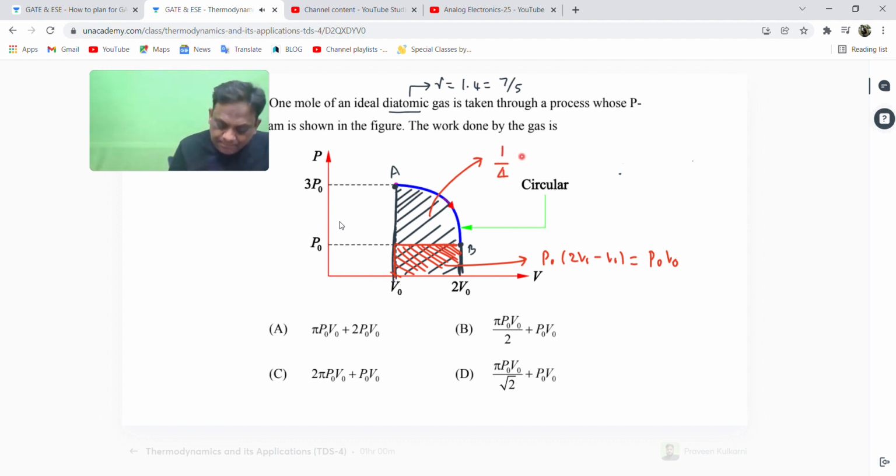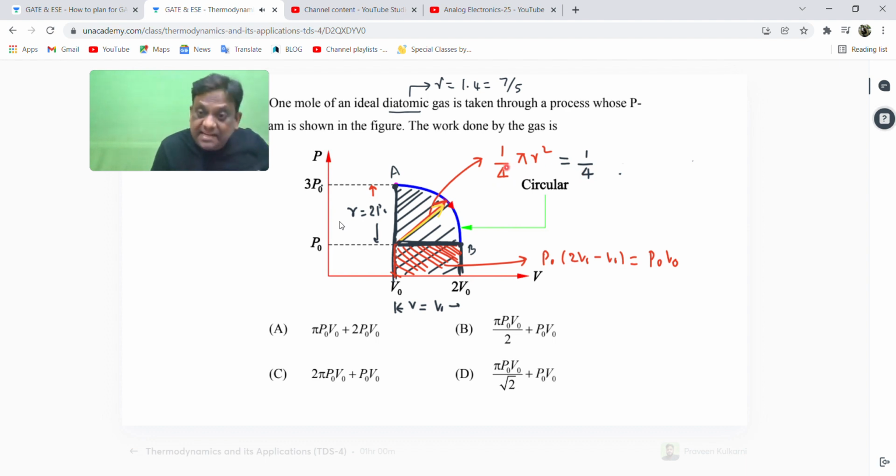1/4 of a circle. What is circle area? Pi r square. देखो यहाँ पे please listen. So can you tell me this? ये तो circle है. So what is the radius? The radius is 3p naught minus p naught is 2p naught. The radius can also be written as, देखो ये भी radius है. This is also radius. So what is this? 2v naught minus v naught is v naught. So therefore I will write this area as 1/4.